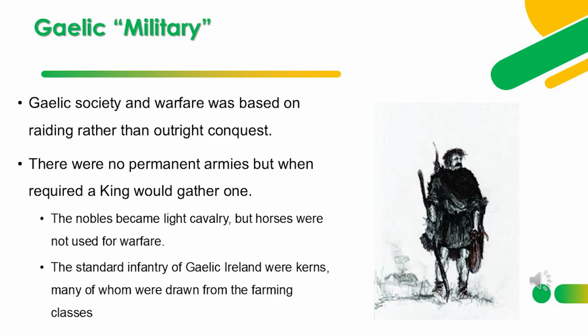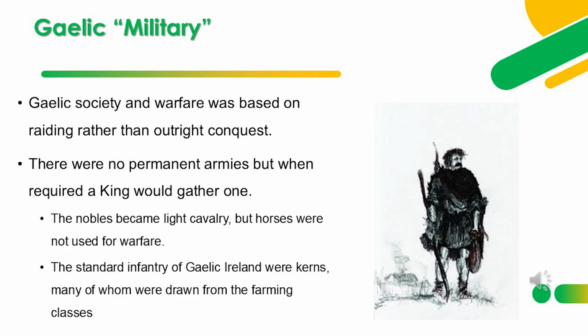When it came to Gaelic military, there wasn't a standing army as such, but there was regular combat and fighting amongst Gaelic clans. Warfare and raiding were quite regular, but as I said, no permanent armies. The nobles would become a form of light cavalry, but they never used their horses in warfare. They didn't use their horses, for instance, to make mass charges or anything like that. And the standard infantry of Gaelic Ireland were kerns, who would have fought with a variety of weapons but would have worn no armour.